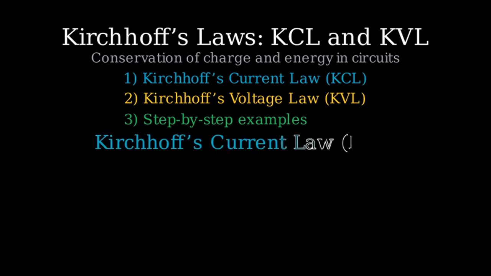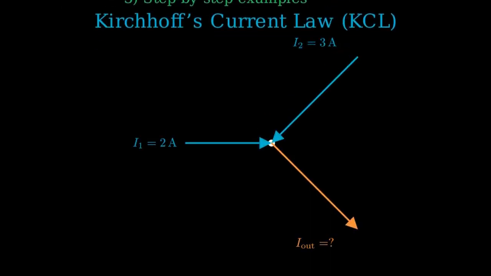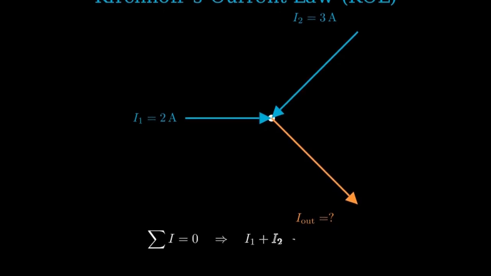Kirchhoff's current law, or KCL, says, at any node, the sum of currents flowing into the node equals the sum of currents flowing out. Why? Because electric charge does not pile up at the node. Whatever goes in must come out. In equation form, take currents into the node as positive and currents out as negative. Then the sum is zero.